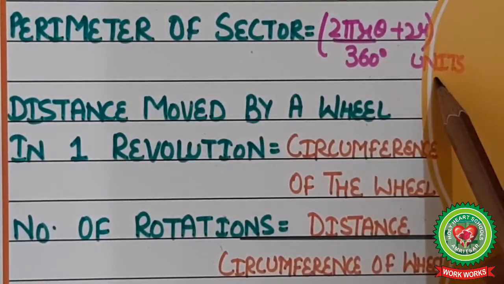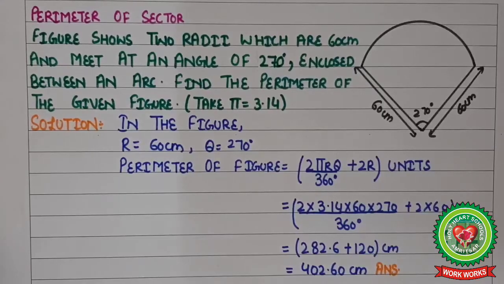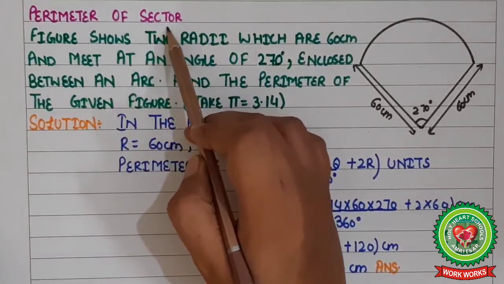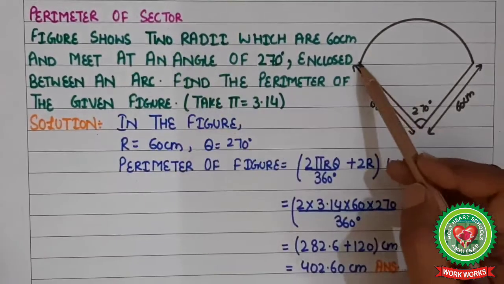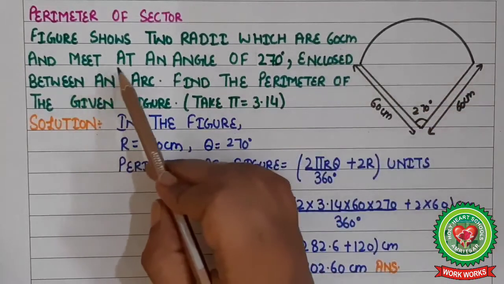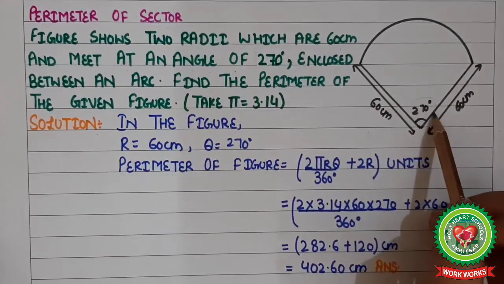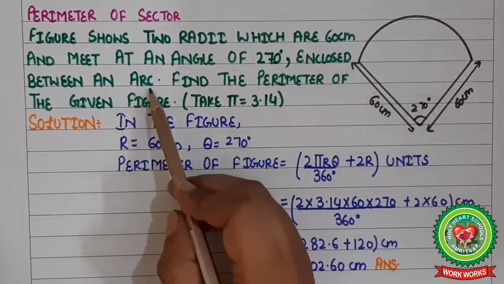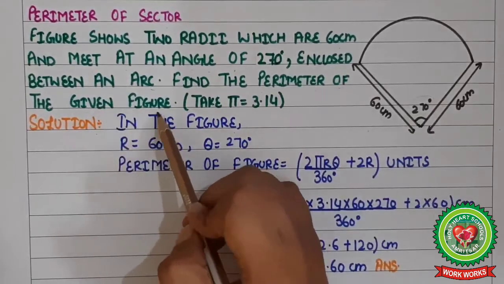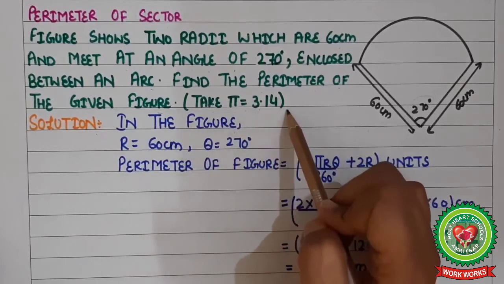Now we will discuss a question related to perimeter of sector. Children, let's begin with the question related to perimeter of sector. Statement is, figure shows 2 radii which are 60 centimeter and meet at an angle of 270 degree, enclosed between an arc. Find the perimeter of the given figure and take pi is equals to 3.14.